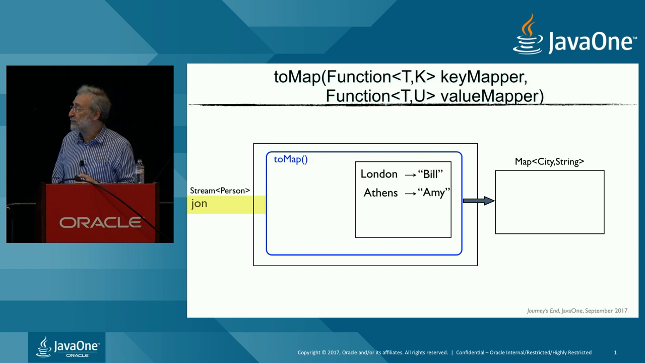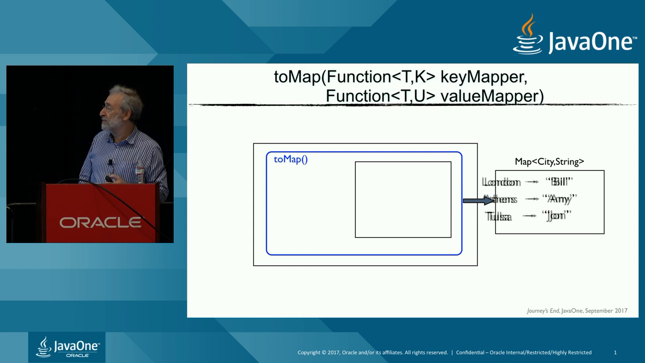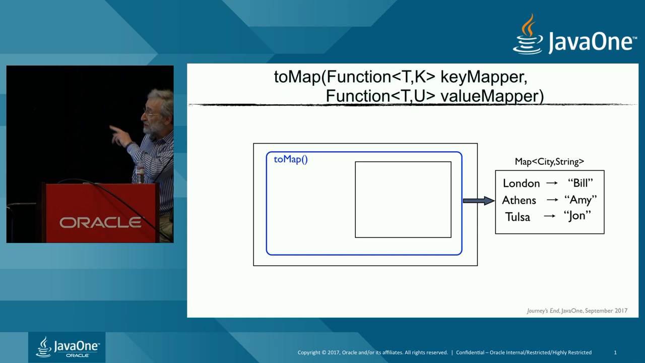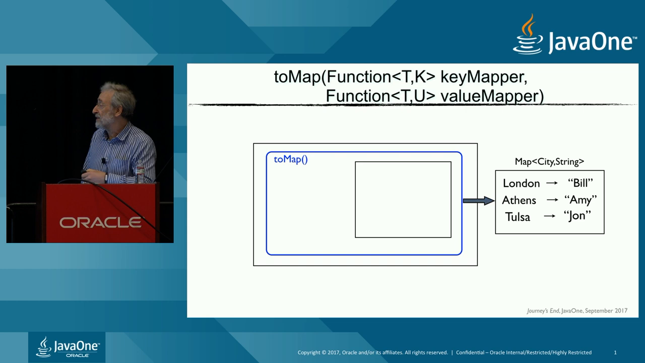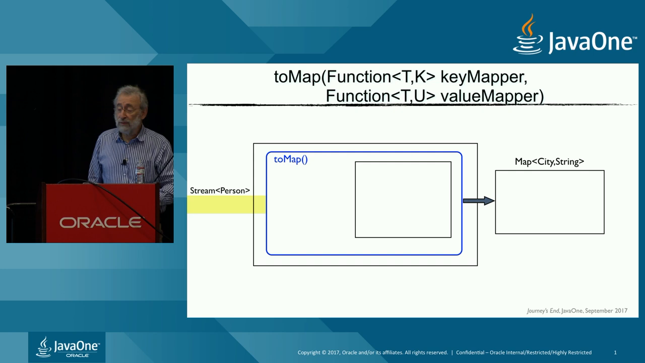And in due course, the stream is exhausted, and that map comes out. We get a map from city to string, because the key mapper took a person and gave a city, and the value mapper took a person and gave a string. So that seems pretty straightforward. What happens though? You can probably see a snag coming up straight away.